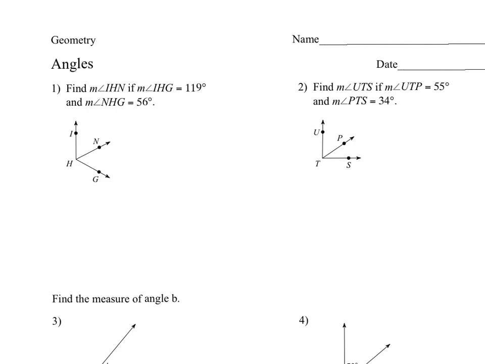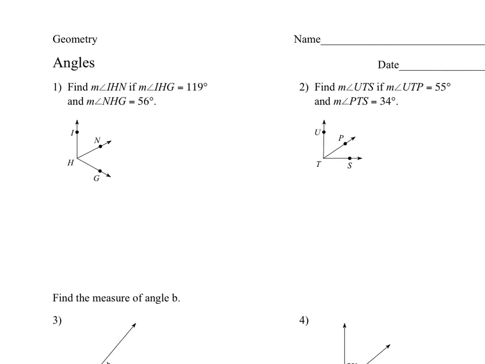So we've looked at solving for missing angles where we are given all of the information, such as in example 1, where we're told if IHG is 119. So IHG, that's the larger angle. And then we're told that NHG is 56. And it asks us to find IHN. We're looking for this angle.